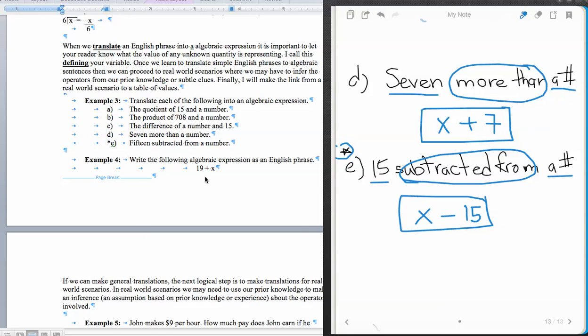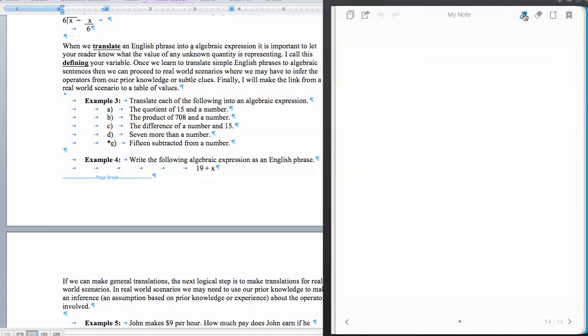Now the last one here, we have: write the following algebraic expression as an English phrase. So this one I'm going to be translating the opposite way. And we're going to go over here to the next page so I can write this down. And I have 19 plus x, that's one way of writing this. So I could write 19, and then I could say plus a number, and that would be one way to write this out.